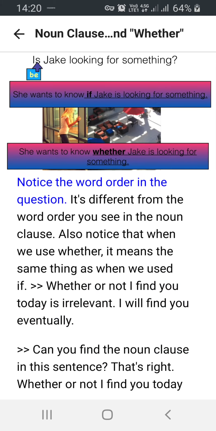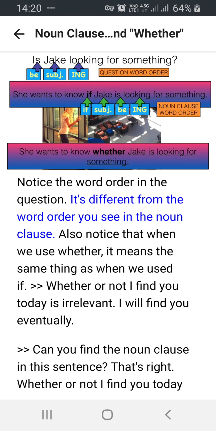Notice the word order in the question. It's different from the word order you see in the noun clause. Also, notice that when we use whether, it means the same thing as when we use if.